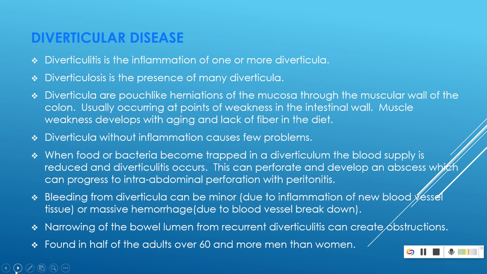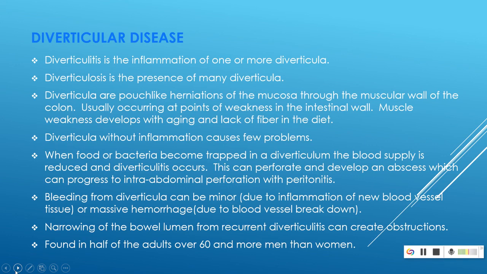What happens here is you have increased pressure in the intraluminal space of the bowel. So increased intraluminal pressure. This usually occurs at points of weakness in the intestinal wall. So the diverticula are little pouches that are developed because we've had increased pressure in the bowel. And if you have many of those, you have diverticulosis.